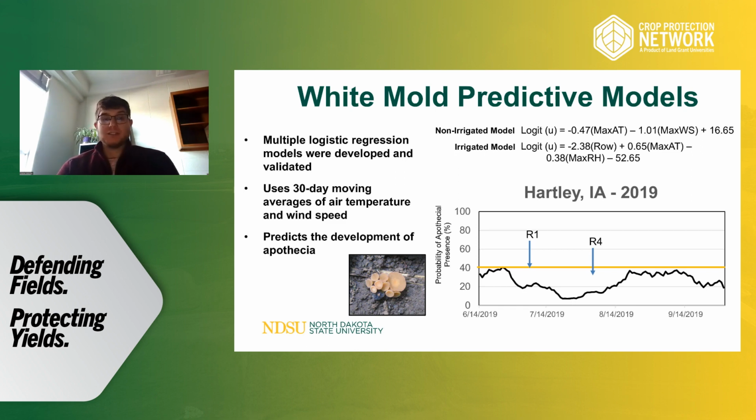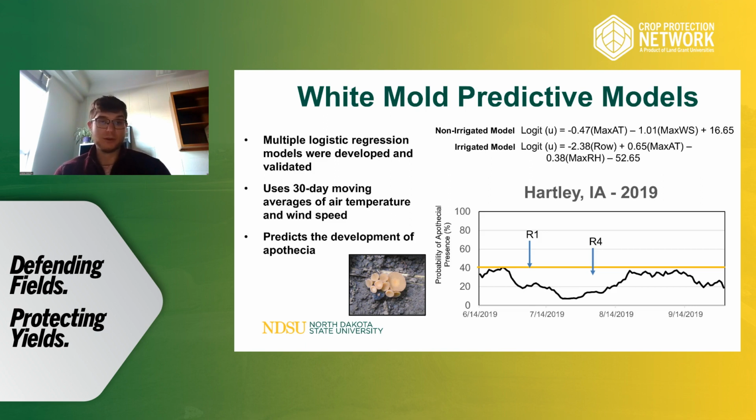All right. And so this figure on the bottom right here shows an example of Hartley, Iowa in 2019. This black line here gives a risk probability for each individual day throughout the growing season. And then this yellow line bar across is demonstrating an action threshold, meaning that if that risk probability reaches above that action threshold, this is when we say you need to take action and you need to make a fungicide application.